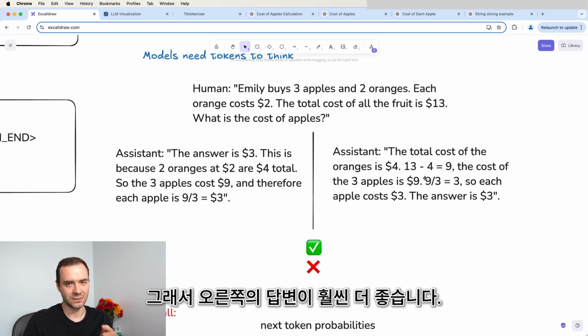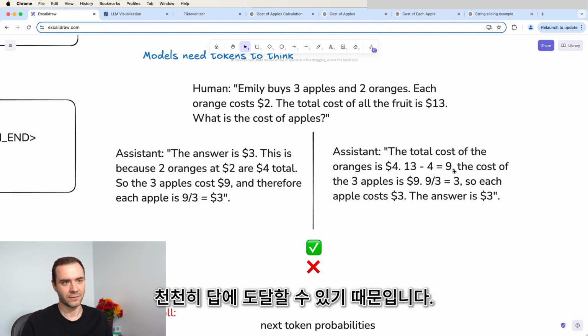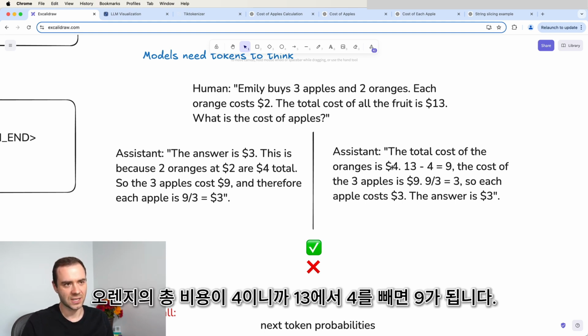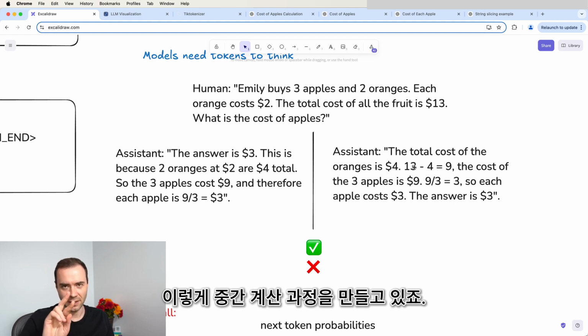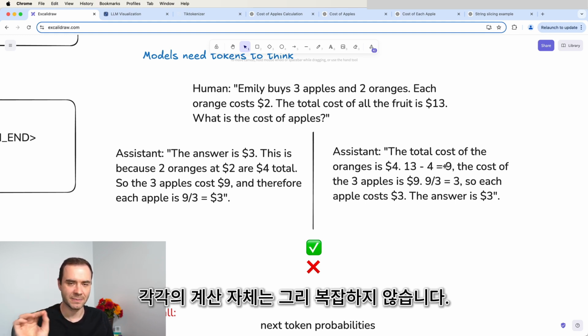That's why this answer on the right is significantly better, because we are distributing this computation across the answer. We're actually getting the model to slowly come to the answer. From left to right, we're getting intermediate results. We're saying, okay, the total cost of oranges is 4, so 13 minus 4 is 9. And so we're creating intermediate calculations, and each one of these calculations is by itself not that expensive.